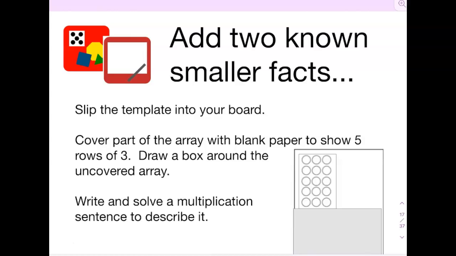So you want to cover part of your array just like you see on my screen to show 5 rows of 3. You're going to draw a box around the uncovered array. And now we want to write and solve a multiplication sentence to describe that. So if we have 5 rows of 3, our multiplication sentence is going to be 5 times 3 equals 15.